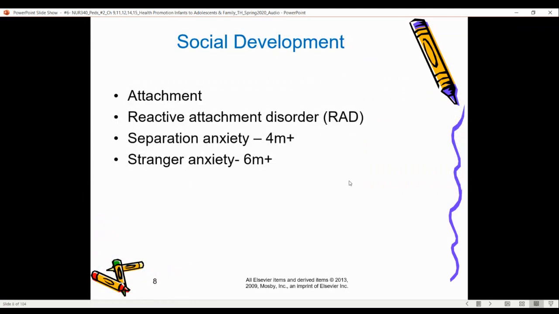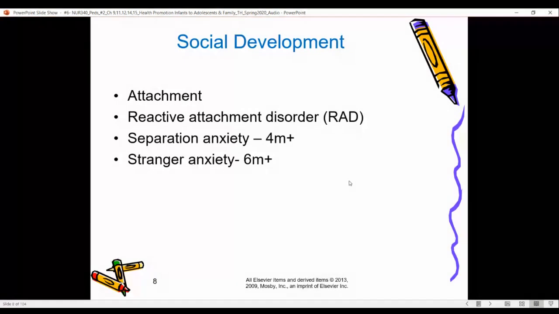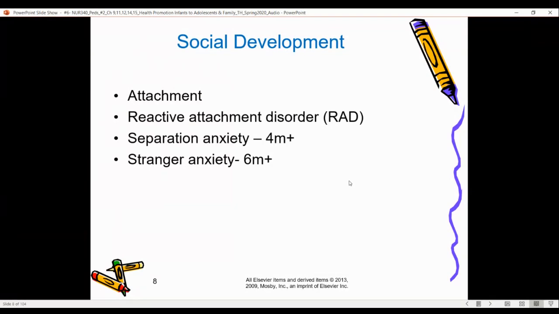Okay, social development. With this one, I mentioned the attachment piece with Erikson. So this is a major social development that babies need. They need to attach to a primary caregiver. It doesn't have to be multiple parents, as long as they have one primary caregiver that they are attached to. That is an important part of development.